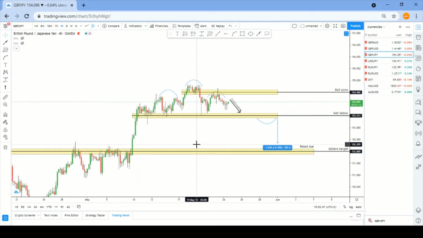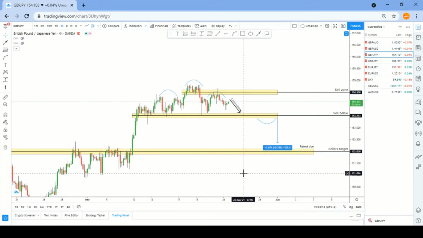So right now, in order for this to be valid, I'd wait for a break below 153.513 with a significant retest, and we could come as low as 152 on GBPJPY for 107.4 pips. That is a huge trade. Normally I just target about 30 pips, but that would be a huge trade and a beautiful and fast one to take, hopefully in the new month or even in this current month.